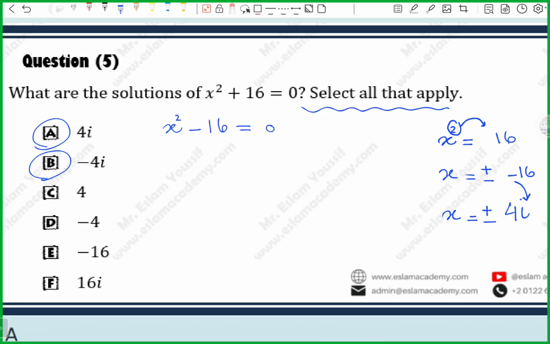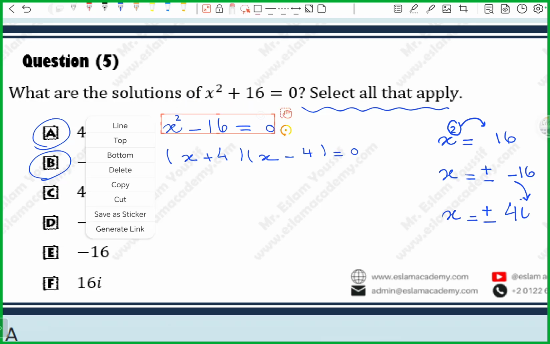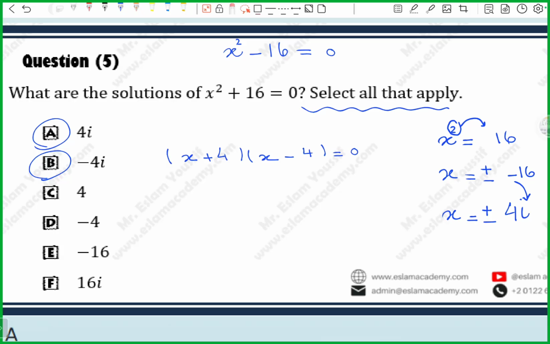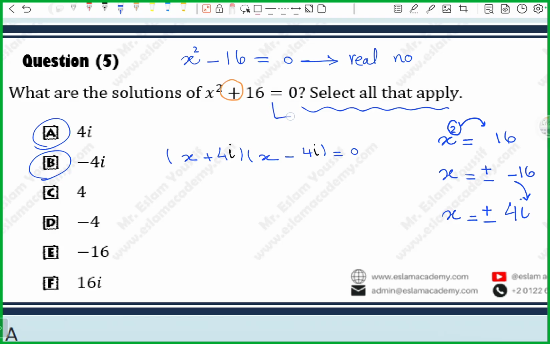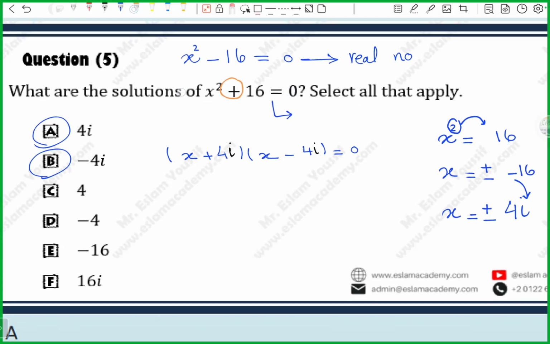As a difference of 2 squares? Yes. How to factorize it? Just open 2 brackets, the square root of the first, the square root of the second. One of the brackets will be plus and the other will be minus. But the question is not minus, the question is plus. Once the question is plus, it means we have i. It's a sum of two squares. For the difference of two squares, the answer is a real number. But for the sum of two squares, the answer is an imaginary number, a complex solution.